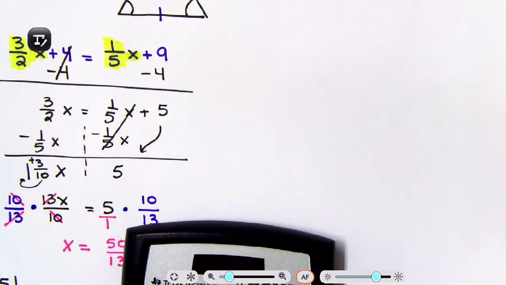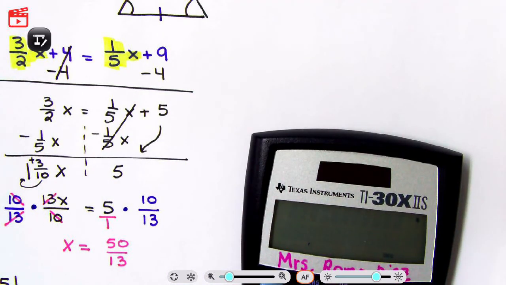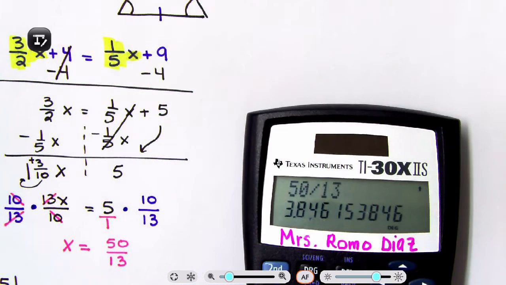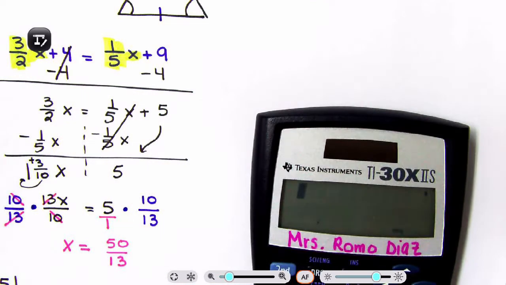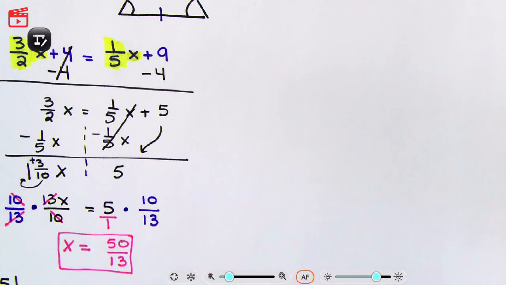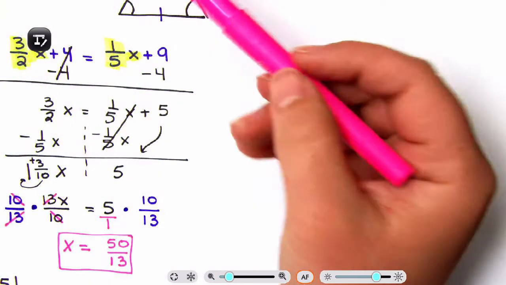Now, if we look at a calculator, let's see if 50 divided by 13 is a pretty number. That is not pretty. That is icky. And that's okay. We just keep it because this is our x value. Now, what do we need to do with that x value? We need to solve for AB.